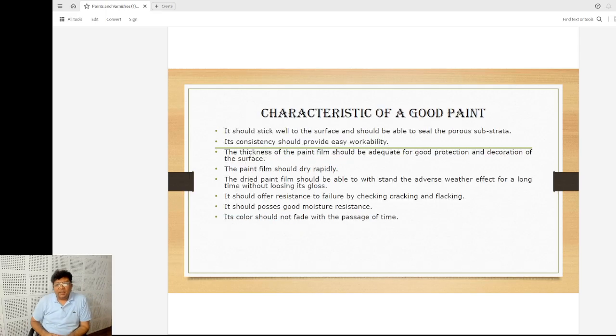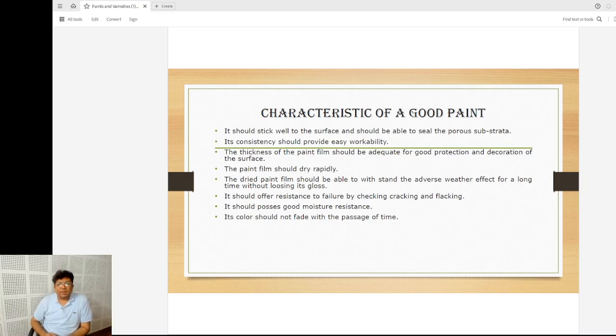While choosing a paint, and I have been in this field for the last 25-30 years, there is a lot of dilemma among our students and the public while deciding the type of paint for their home. So it is very important to understand the characteristics of a good paint. What is a good paint all about? It should stick well to the surface and should be able to seal the previous substrate. Its consistency should provide easy workability.